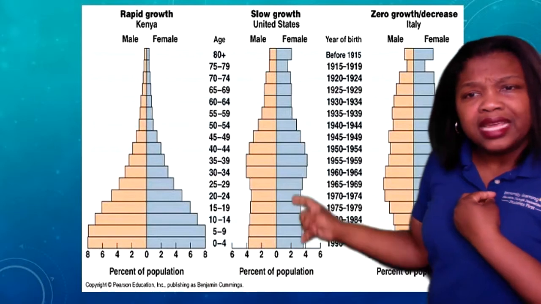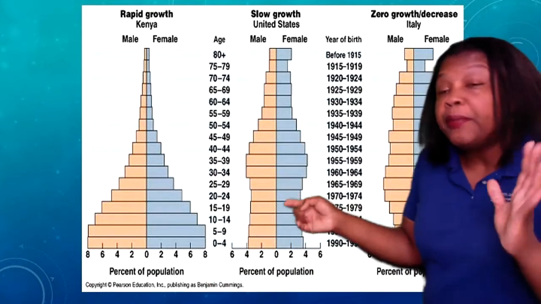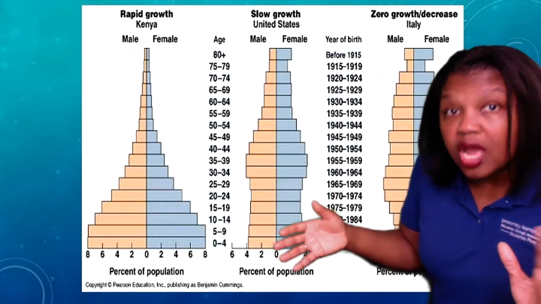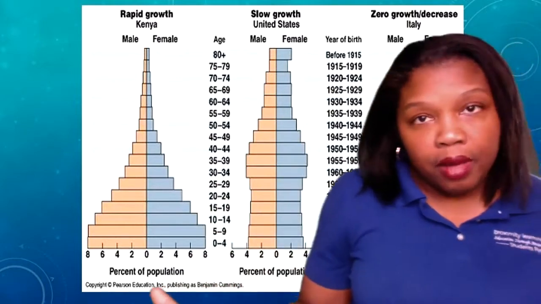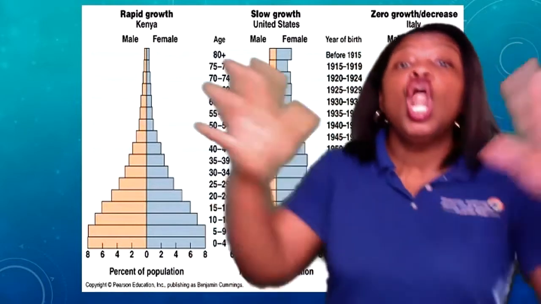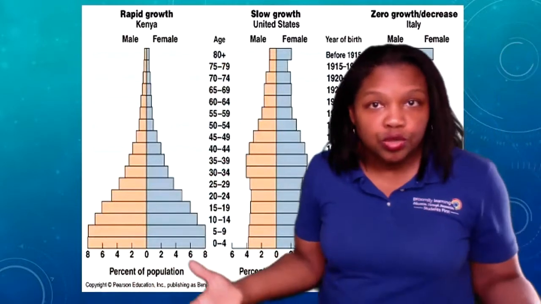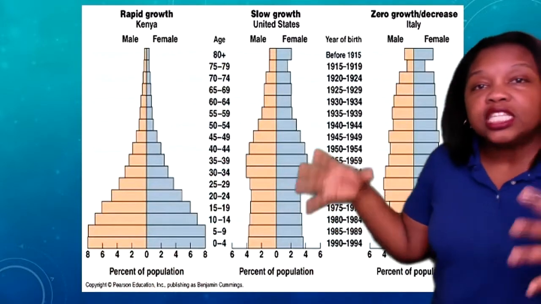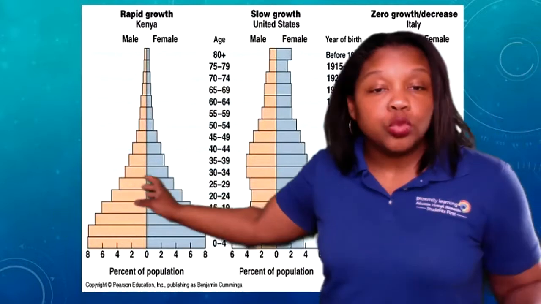Look over here. When I look at the childbearing years, my children almost match. So that tells me that they might be having kids, but they may be only having 1 or 2 on average. I'm not saying every family in America has 1 or 2 kids, but a lot of families in America have 1 or 2 kids. They aren't having tons and tons of large families like you do in Kenya.